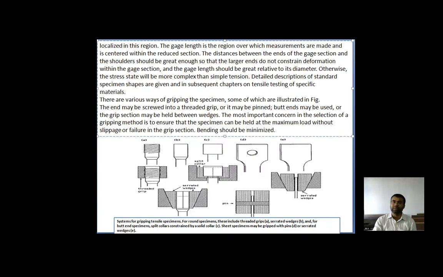Bending should be minimized when the load is applied, and that is to be taken into consideration. That's why this gripping section is to be identified and designed to prevent buckling or shifting of that particular specimen.